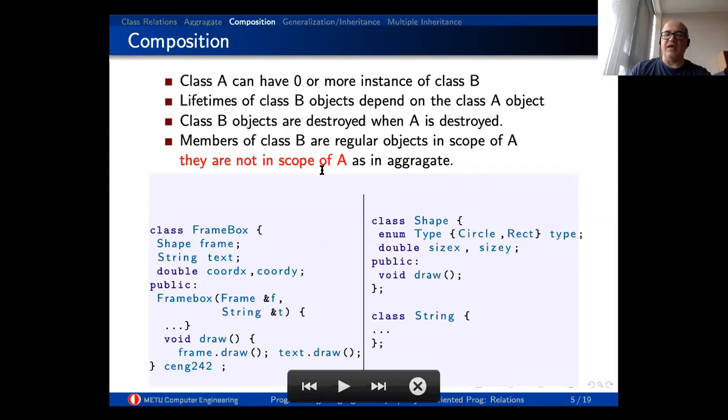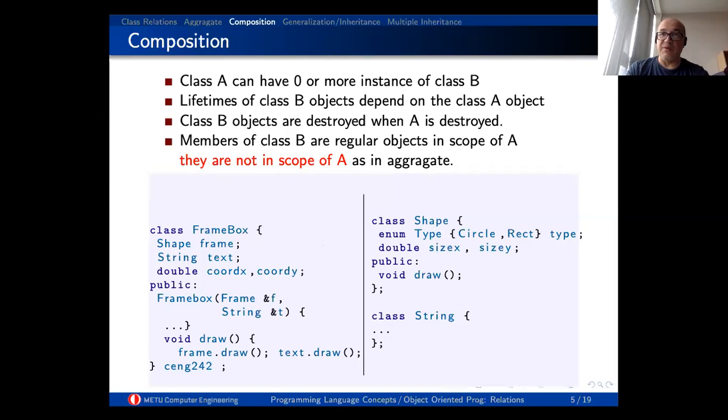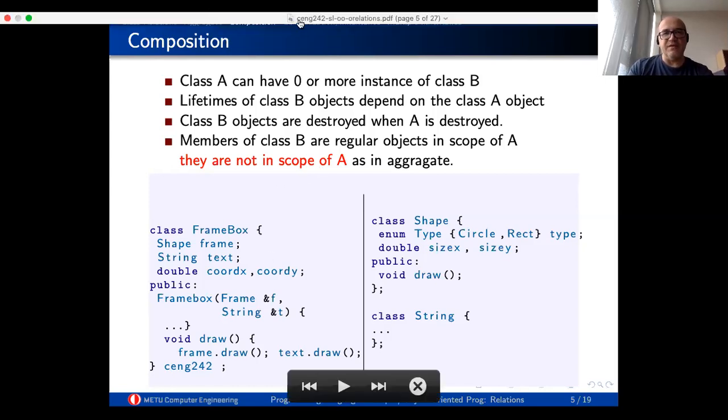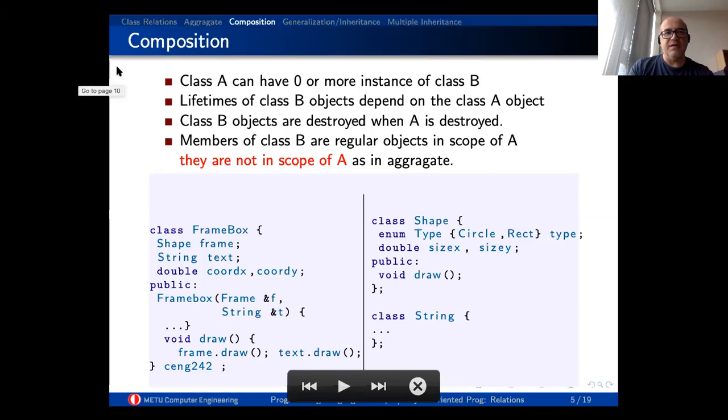Again, as in the aggregate, they don't have this lexical scope relation. They are unframed classes by default, so they refer to each other as regular variable object members. Only public members are accessible. If you like so, you can add friendship into this picture. And the typical example is the container relationship here.